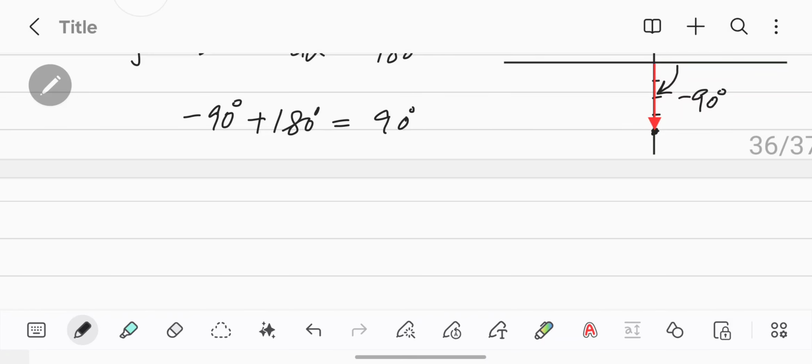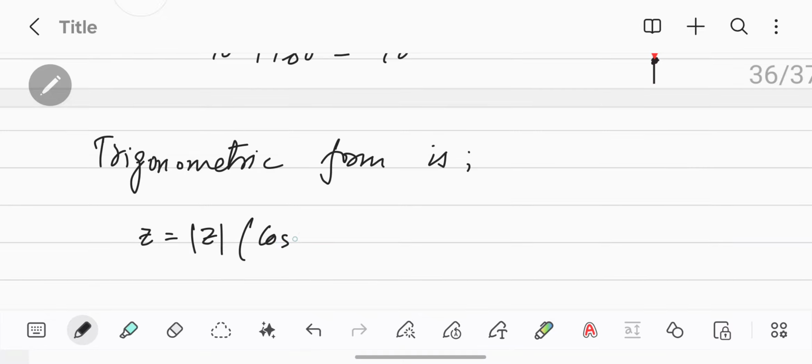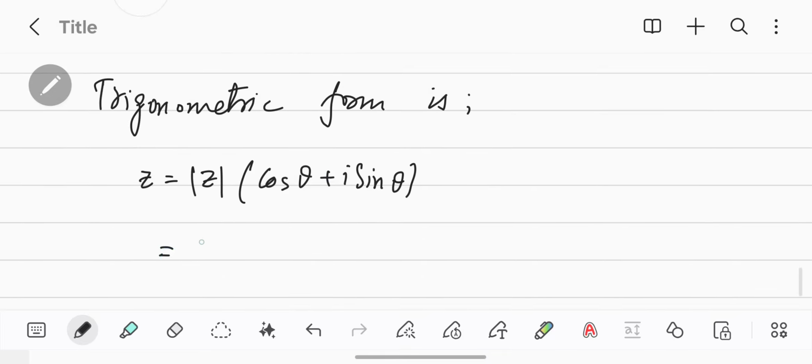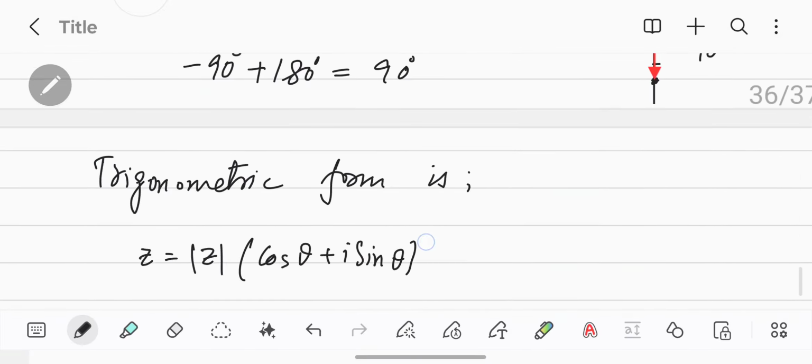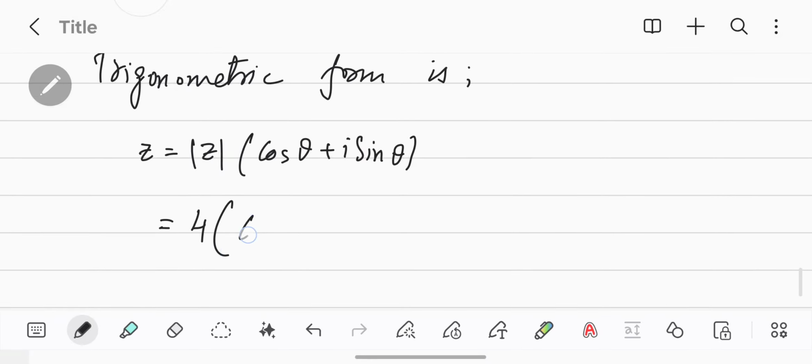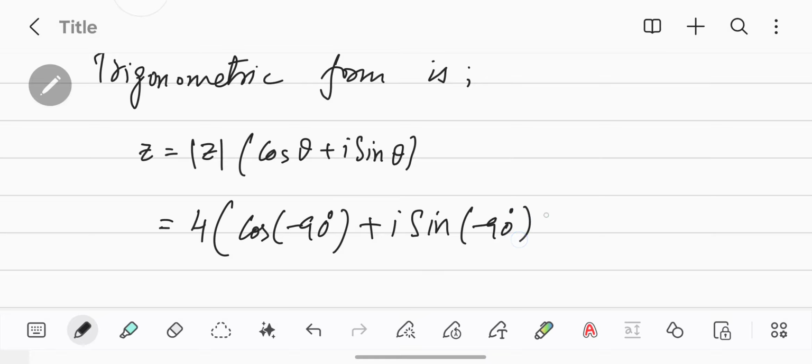Once we have found the argument and the modulus of the complex number, the trigonometric form is the modulus times cosine of theta plus iota sine of theta. I have the modulus equal to 4 because I have already computed it in this question, so it is 4 times cosine of negative 90 degrees plus iota sine of negative 90 degrees.